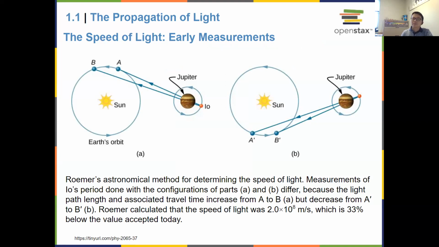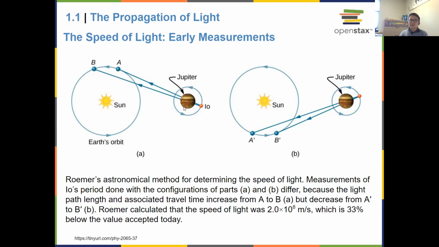Light propagates in the same medium in a straight line. So basically, it was a couple hundred years ago that people tried to measure the speed of light. The first attempt was by Roemer, and he used one of the moons of Jupiter called Io. He measured the period of Io as the Earth is going away from Jupiter versus when the Earth is going towards Jupiter.